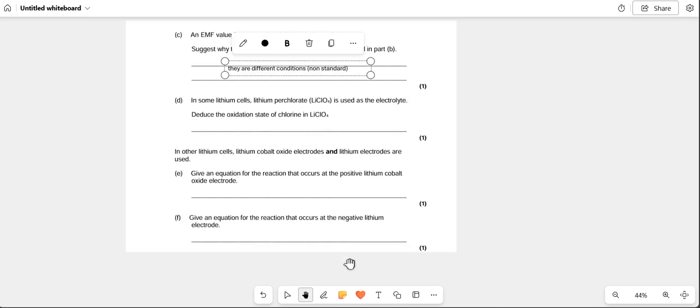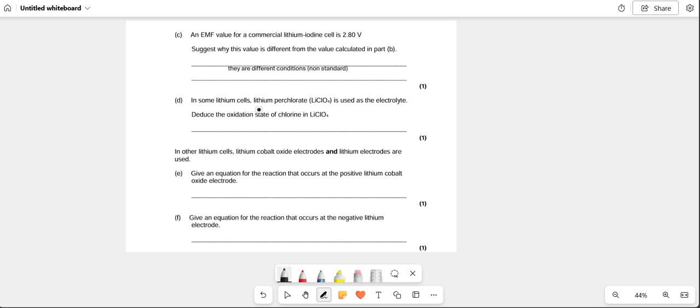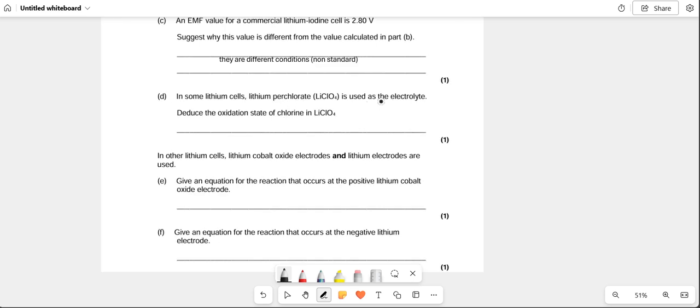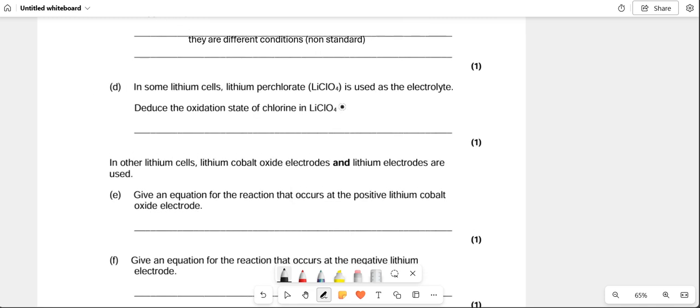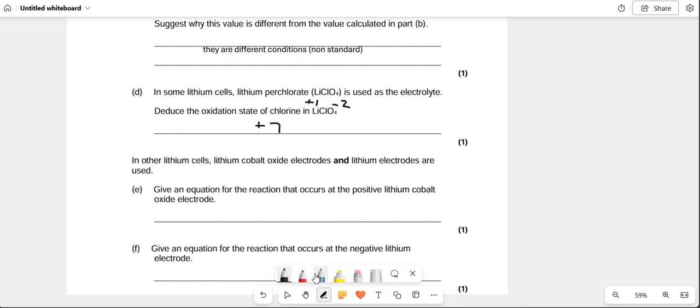Alright, let's see the next one. In some lithium cells, lithium perchlorate is used as an electrolyte. Deduce the oxidation state of chlorine in that. It's pretty simple if you watched the redox video. If not, then you need to learn. Oxygen is always -2. Lithium is always +1. The only variable is chlorine, which is why they're telling you to deduce the oxidation state of chlorine. -2 times 4 is -8, and the +1 needs to balance to make 0, so chlorine has to be +7 here. That way +7 plus 1 is +8, and -2 times 4 is -8. It balances.